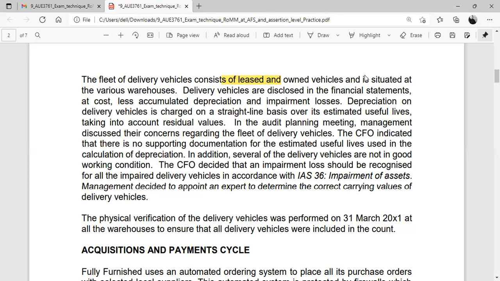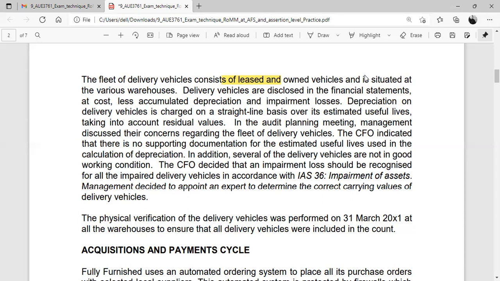I just have a question. Here they mentioned the impairment. I'm not sure how else to incorporate the impairment with an assertion. Okay, impairment would then affect valuation.